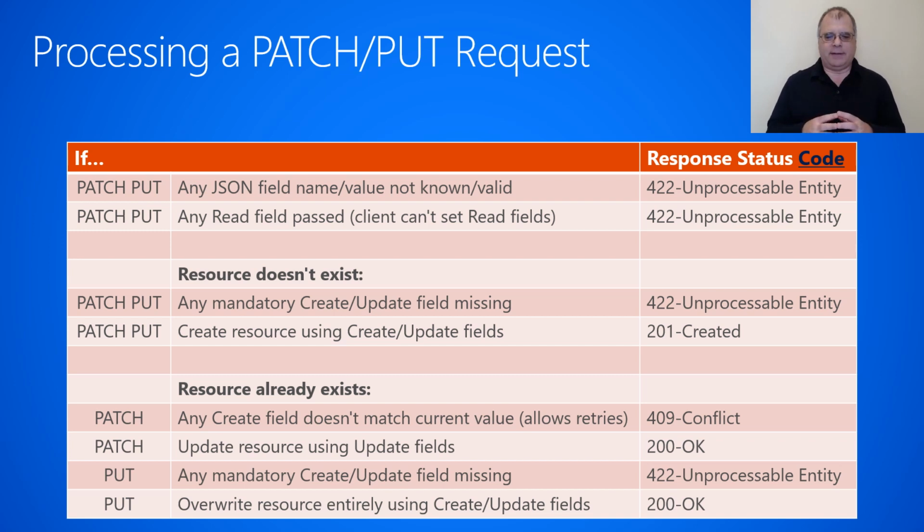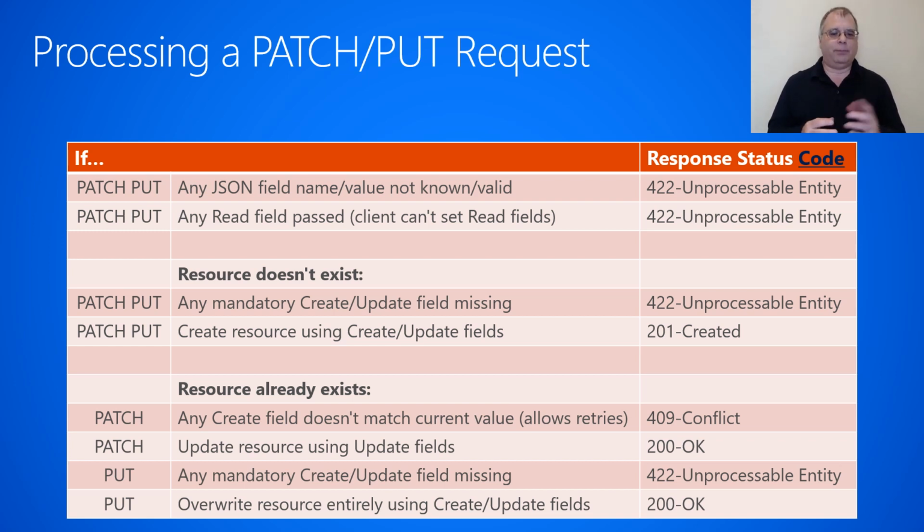Then if we make it past that test, we're all set to update the resource using this patch operation, and so the service should go and update the resource's fields using the update fields that came in from the client, and then ultimately the service would return a 200 OK back to the client indicating success.